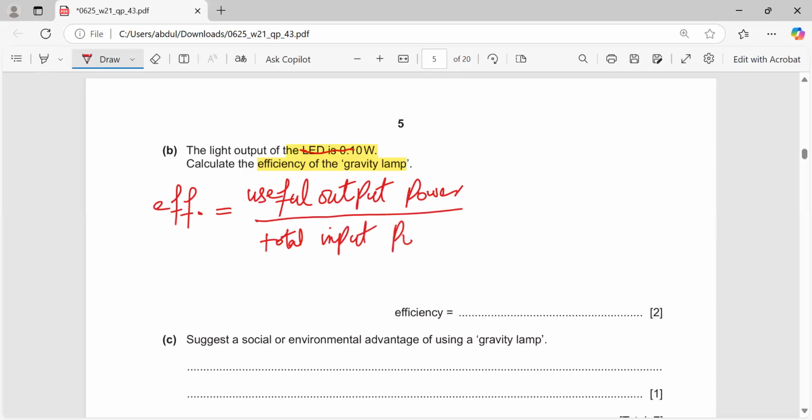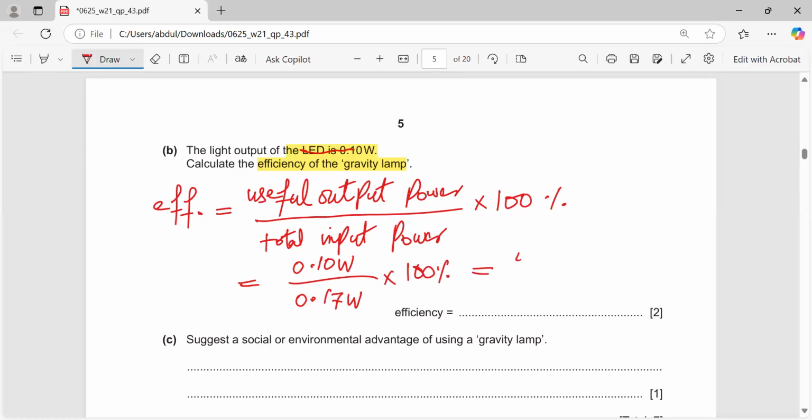input power. And also, as a tip, let me say that in the calculation of efficiency, the numerator's numerical value is always smaller than the denominator's numerical value. So this is equal to now 0.10 watt over 0.17 watt times 100%, and it comes to be 58.8% roughly, and we can round it off to 59%.